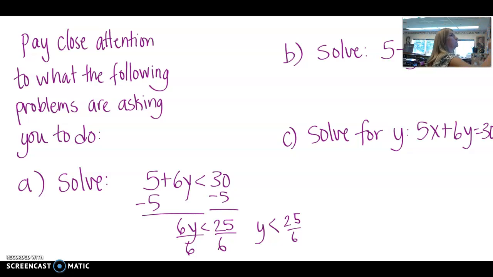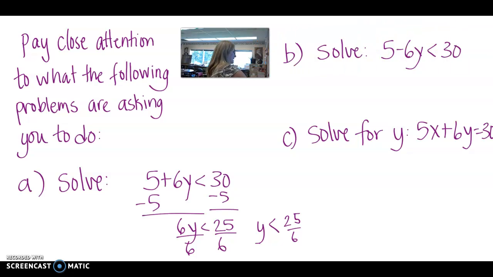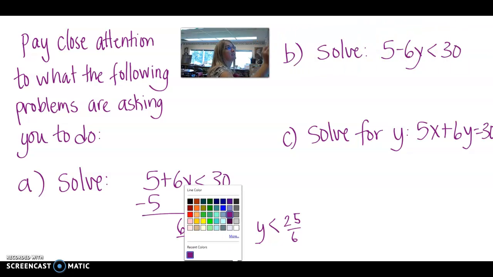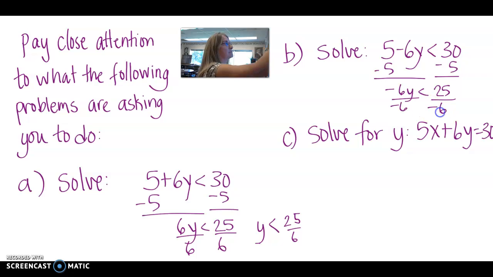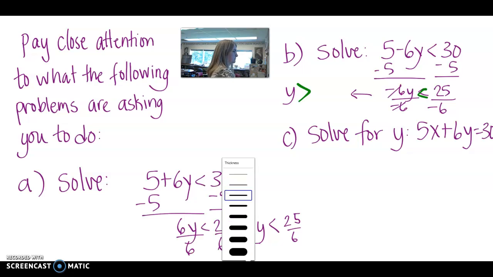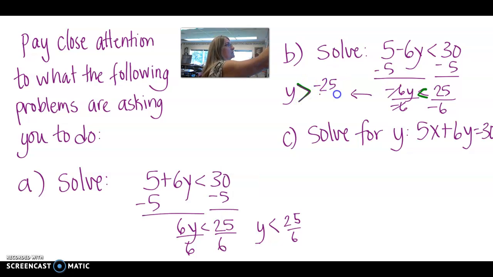Part B also says to solve. So that's the same process, except we're going to need to flip the direction of the sign because we're going to have to divide by a negative. Subtract 5, and you get -6y is less than 25. Divide by -6, divide by -6. This is y. Flip the direction of the sign. It's going to go this way. Y is greater than -25 over 6. You can have the negative in the top, in the bottom, out front. It doesn't matter. That's all the same.